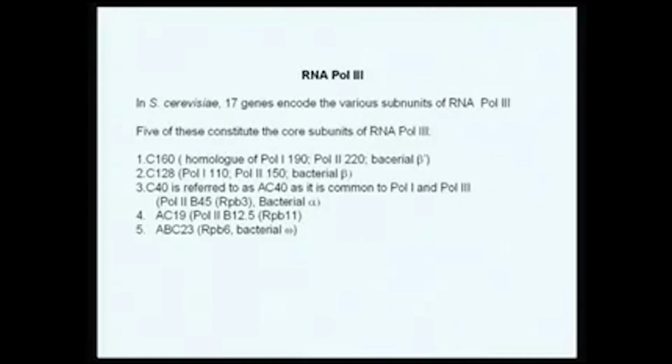We will not go into extensive details of how the RNA polymerase subunits are organized, the structure and so forth, but suffice it to know that these 5 subunits constitute the core RNA polymerase III and they have homologs in the case of Pol I and Pol II.